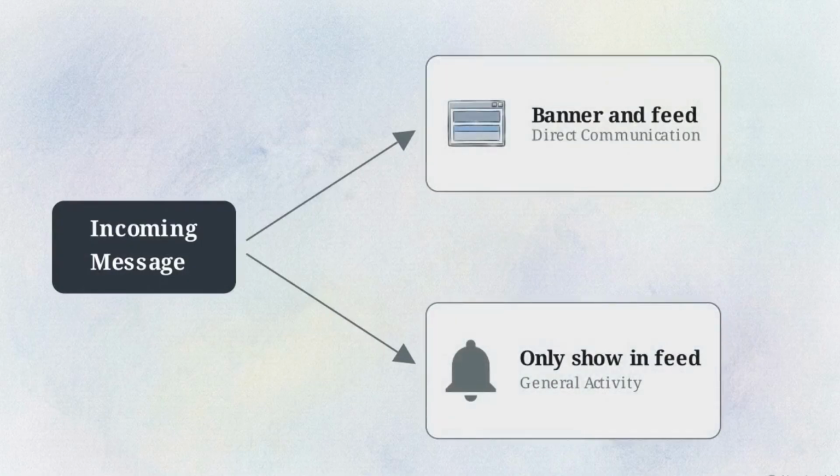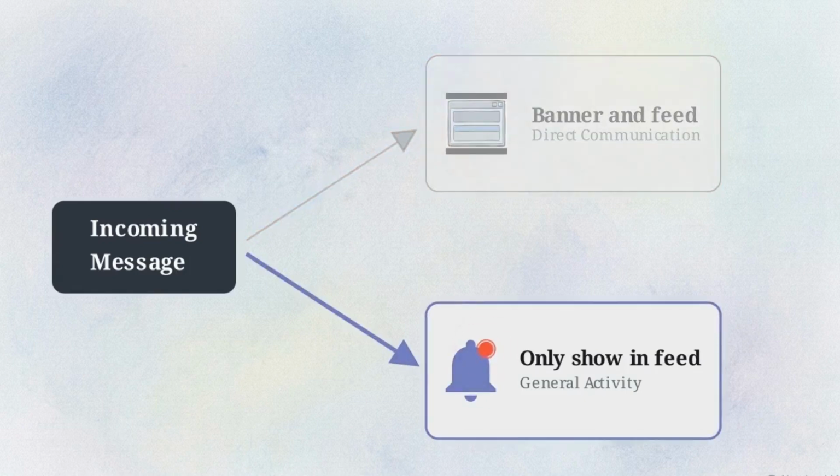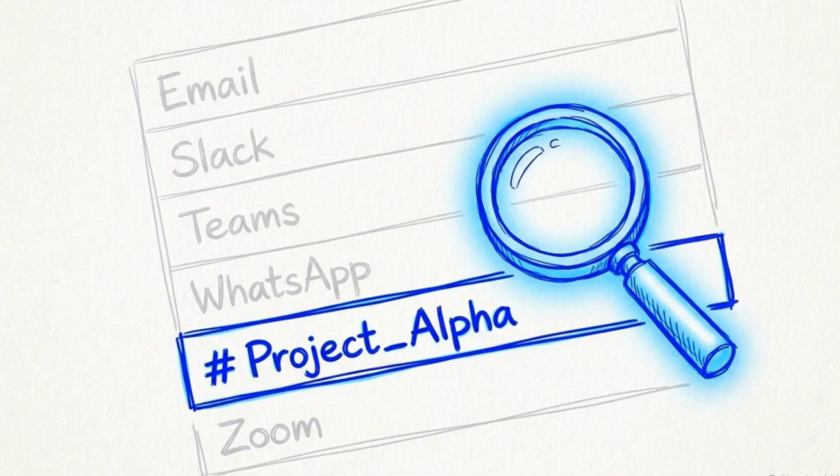You must also distinguish between a banner alert and a feed alert. Reserve banner and feed for direct communication that requires an immediate response. For everything else, only Show in Feed puts the update in your activity bell without popping up over your current task. Once the global rules are established, you can apply more granular overrides to individual, high-volume channels.